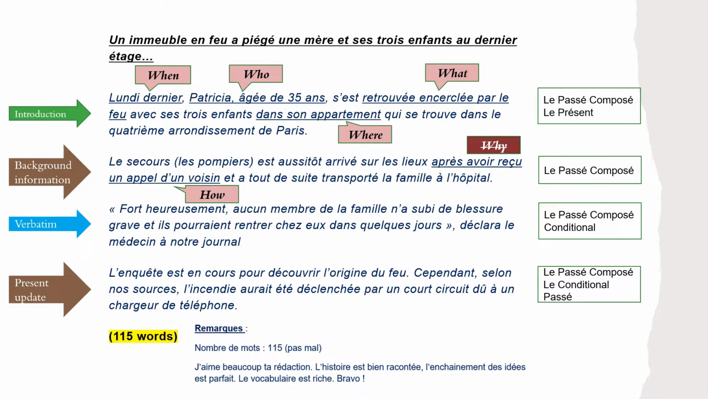And then this is basically the introduction that I've given, in which I'm using passé composé and present tense, because in the last line I'm saying the apartment which is located in this area of Paris. So for that particular part, I'm using the present tense, but otherwise the first line is in the passé composé form.